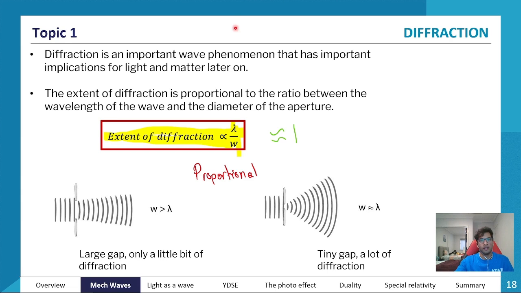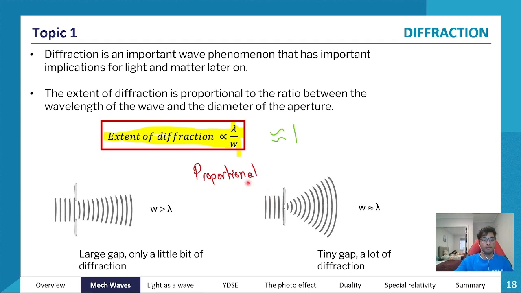So when that happens, you get this. And when the wavelength and the width are of equal value, the ratio is going to equal 1. It's going to be close to 1. And when that happens, you're going to get maximum diffraction. Again, diffraction being how much the wave spreads out. And so when the ratio is near 1, the spreading out of the wave is going to be maximum.